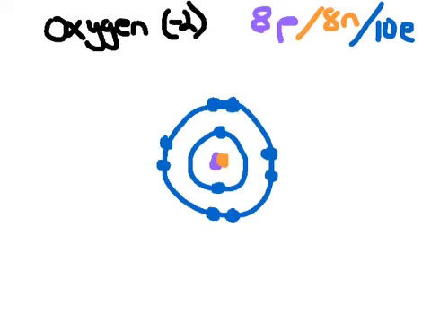How nice. It neatly fills the second energy level. I have 1, 2, 3, 4, 5, 6, 7, 8, 9, 10 electrons, okay, 10 electrons filling up the first two energy levels. So this is an oxygen ion, okay, with a charge of -2 because there are 2 more electrons than protons. Okay?